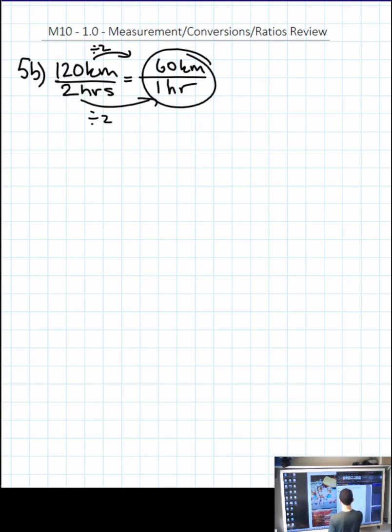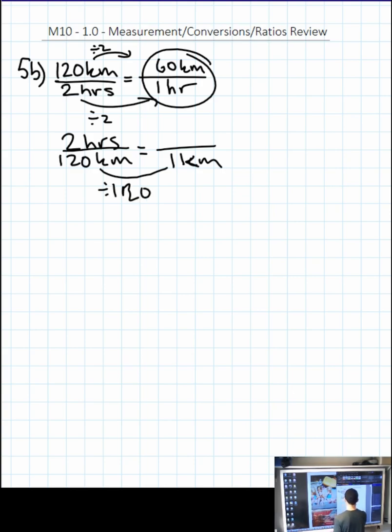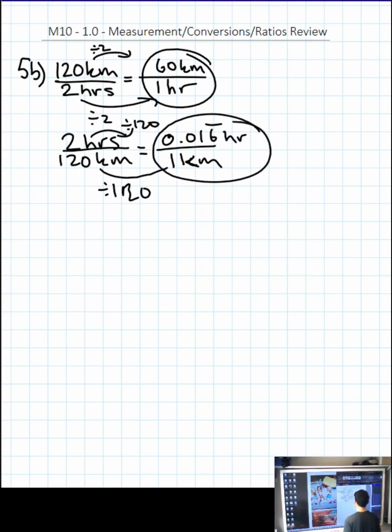So now we're going to do the reverse. We're going to flip it over. 2 hours in 120 kilometers equals over 1 kilometer. Now, how do I get from 120 to 1? I simply divide it by 120. And if I have the top, 2 divided by 120 is simply 0.016 repeating hours per kilometer. Now, which one of the unit rates is more useful? Well, obviously the one that we want to use, 60 kilometers per hour. So sometimes it's useful to find both. We're going to find both anyways all the time, but great.